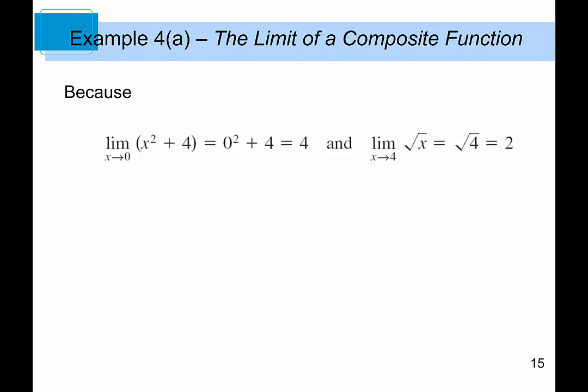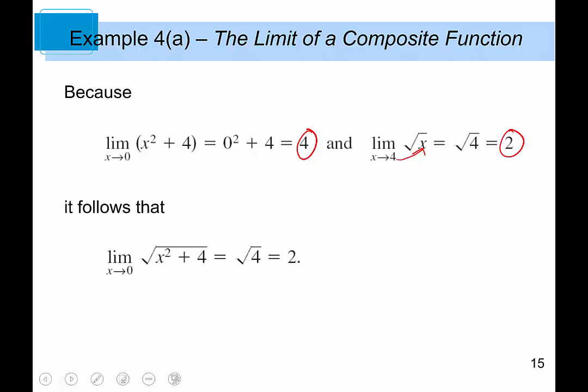Okay, so limit of a composite function. The limit as x approaches 0 of x squared plus 4 equals 4. The limit of radical of x, we replace x with 4, you get the radical of 4, which becomes 2. So the limit of the composite function, radical of x squared plus 4, is just equal to radical of 4, which becomes 2.